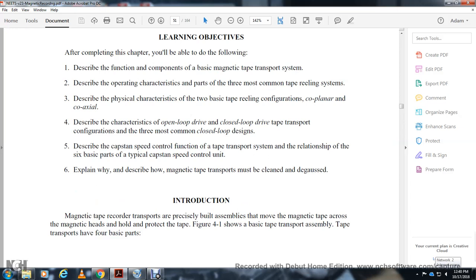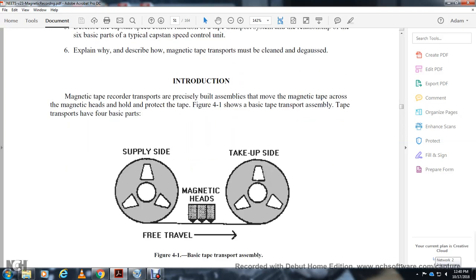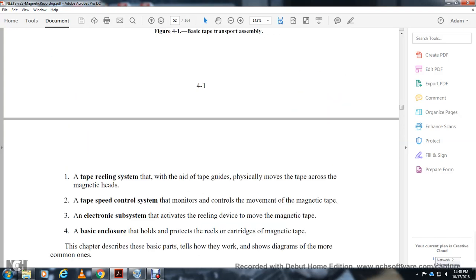Introduction. Magnetic tape, the core of the transport, is precisely built. Some parts move the magnetic tape past the magnetic head, and the whole protected tape for one ship of the basic tape. Tape transports have four basic parts: the supply side, magnetic heads, the take-up side, and the tape reeling system that is able to move the tape across the heads.